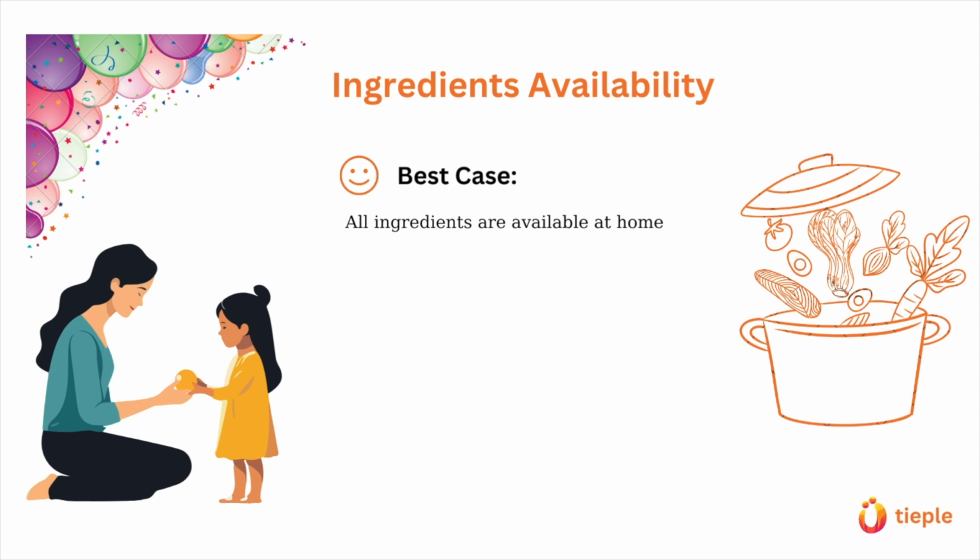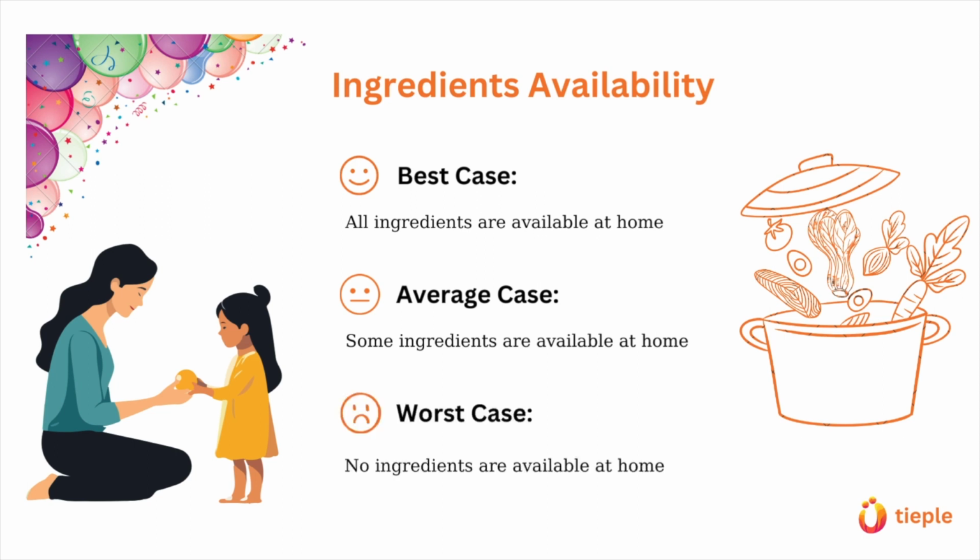Best case, all ingredients are at home and you just need to whip up the dish quickly. Average case, some ingredients are at home and others need to be bought. It's kind of a middle of the road situation. Worst case, no ingredients are at home and you need to buy everything from the shop. This takes the longest time.